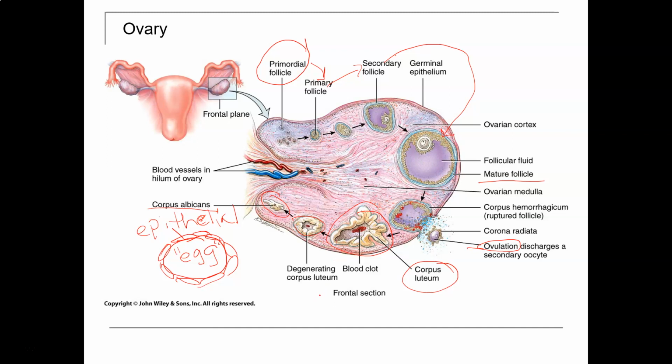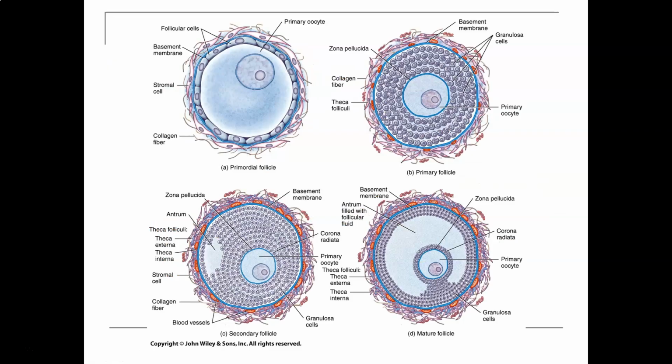The standard length of time of an ovarian cycle, where you see all these cyclic changes happen, is about 28 days, or we usually just say a month, the monthly cycle. So let's look at some of those follicles in more detail. So here's the primordial follicle.